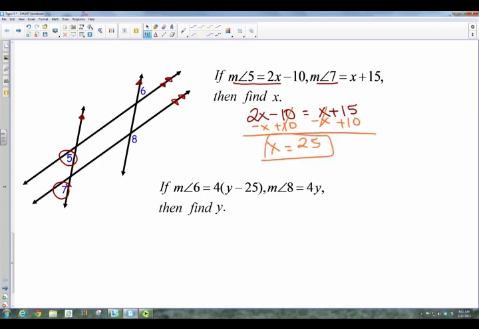And there's your answer. Now if they were asking you to actually find the angle, what would you do? Well, you take that and you'd substitute it in. So you go 25 plus 15, and that means both of those angles would be considered 40 degrees.